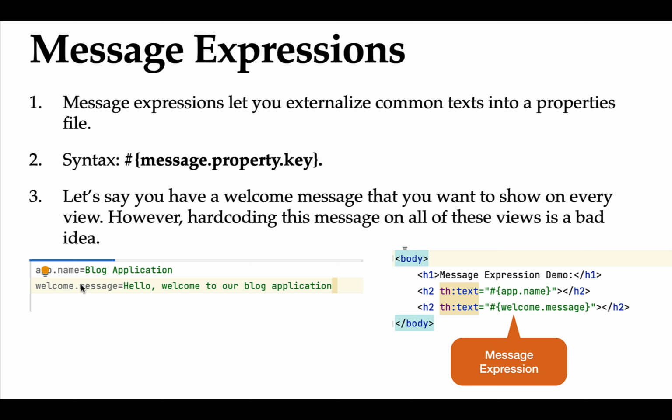For example, we can create a messages.properties file and keep properties like app.name and then value, welcome.message and then value. So we can keep key value pairs in a properties file and use a key to access the value by using message expressions. Notice in the example, hash within curly braces, we pass the key app.name, and this key is coming from the properties file. Now let me demonstrate the usage of message expressions step by step.